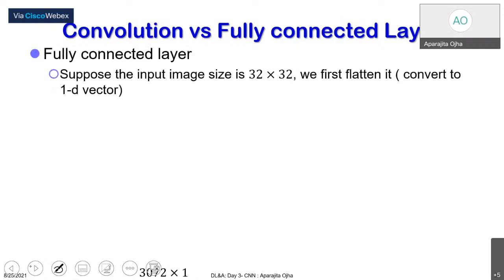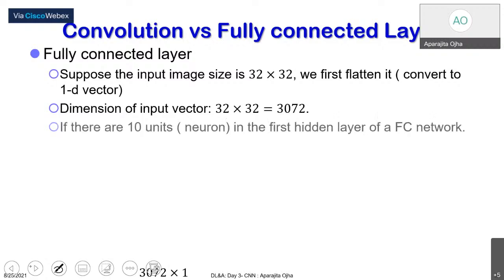Let us look at the fully connected layer. Suppose you were performing the same operation using a fully connected layer. Suppose the input image is of size 32 cross 32 cross 3. We will first flatten it, like Purnima did yesterday, and convert it to a 1D vector. Then the dimension of the input vector will become 3072.